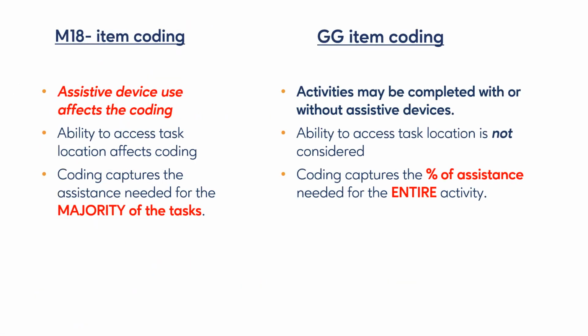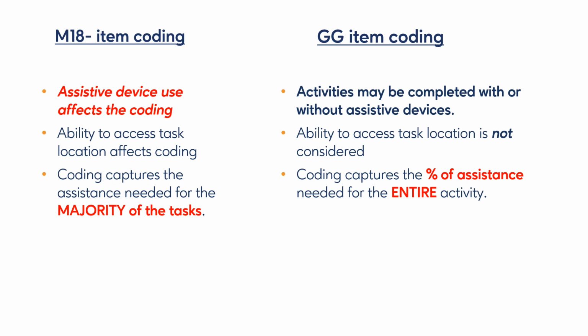So here we show the comparison between the M18 items and the GG items as far as where's really the focus, and what looks similar and where are those differences. So on the M18s on the left side, we say that an assistive device use affects the coding. We're also looking at the ability to access the task location also affects the coding. And coding captures the assistance needed for the majority of the tasks. So what is being done greater than 50% of the time.